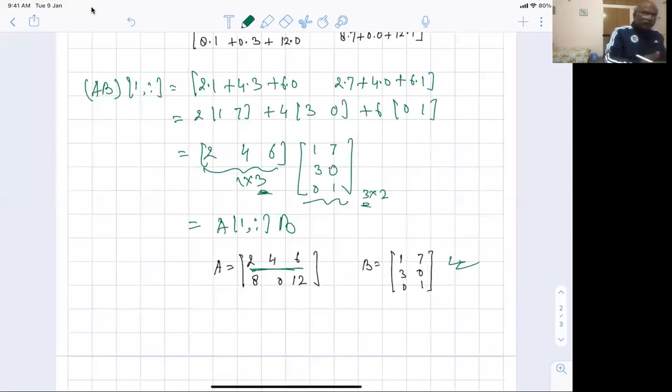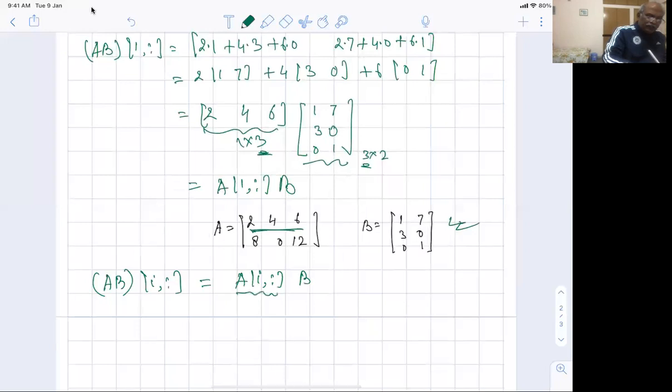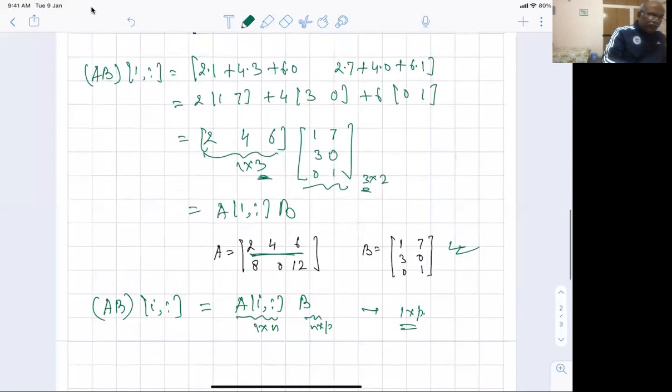All right. So what I would like you to understand here is that when I am looking at the first row of AB, it is the first row of A times the matrix B. So in general, if I want to compute the ith row of AB, I just have to look at the ith row of A times B. It makes sense because this is a 1 cross n matrix and this is an n cross p matrix. The output will be a 1 cross p matrix, which is nothing but the ith row of AB, which is 1 cross p. Is that okay? So try that out yourself. Similarly, you can try the other part as well.